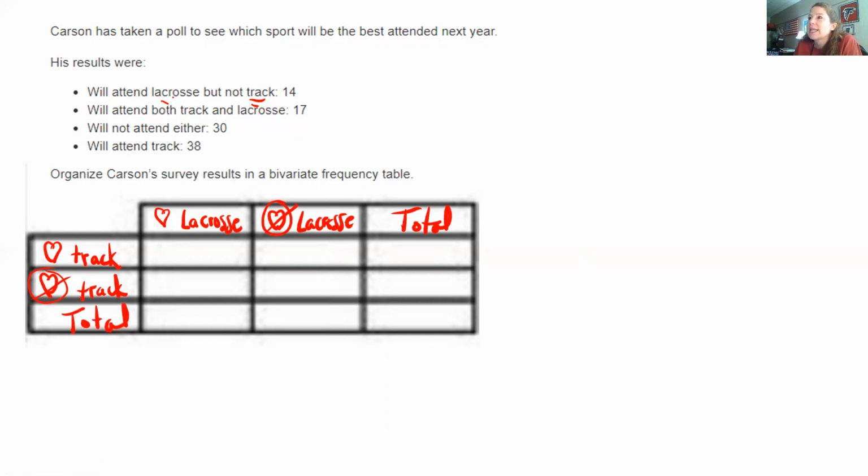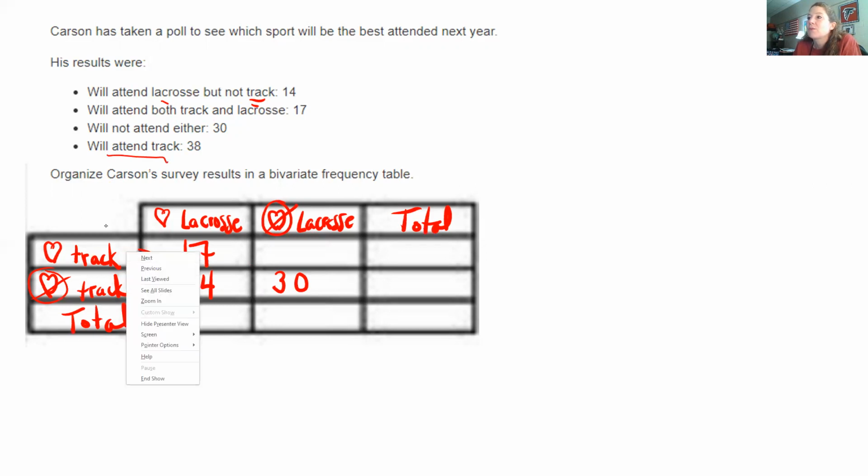All right, so we'll attend lacrosse, but not track. So lacrosse people are here, not track is right there. Those 14 people go to lacrosse and not track. All right, we'll attend both. So these people go to lacrosse, these people go to track. So there's 17 that do both. Will not attend either, no lacrosse, no track, is 30. And will attend track. Now that's different than one of the other ones. It doesn't say anything about lacrosse, so we can't guess.